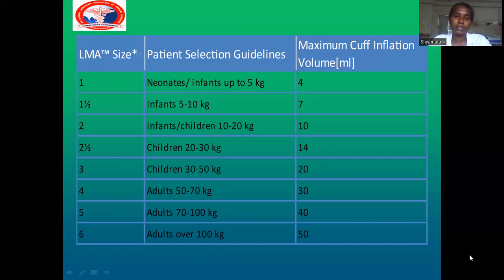Here it also comes in various sizes: 1.5, 2, 2.5, 3, 4, 5, 6. What I told for the classic LMA is the same for the Proseal LMA also. The only difference is it has a double cuff, an integrated bite block, and an added advantage of a gastric port, intragastric tube and external gastric tube, so that you can introduce a suction tube or a Ryle's tube. You can aspirate the contents.